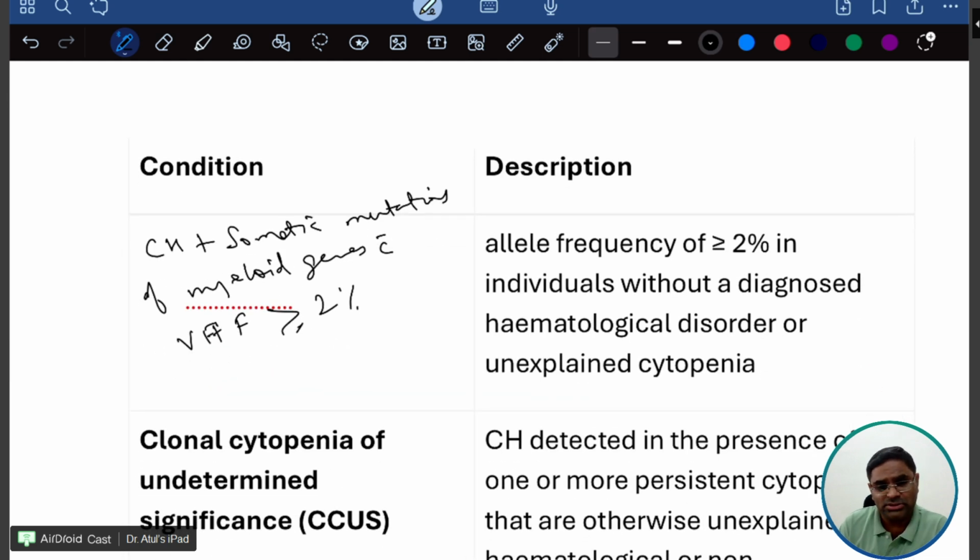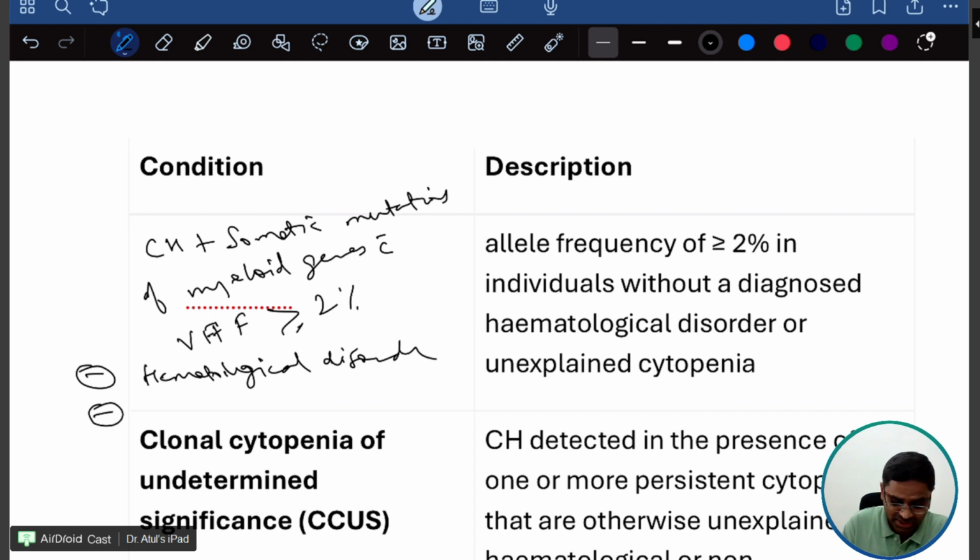Now there are again some negative findings. The first one is again there shouldn't be any hematological disorder, or there shouldn't be any unexplained cytopenia.